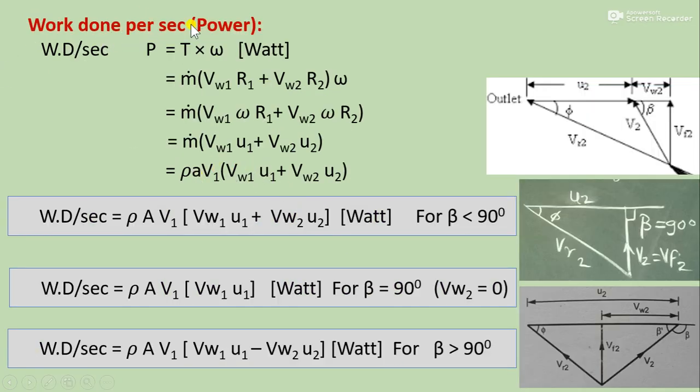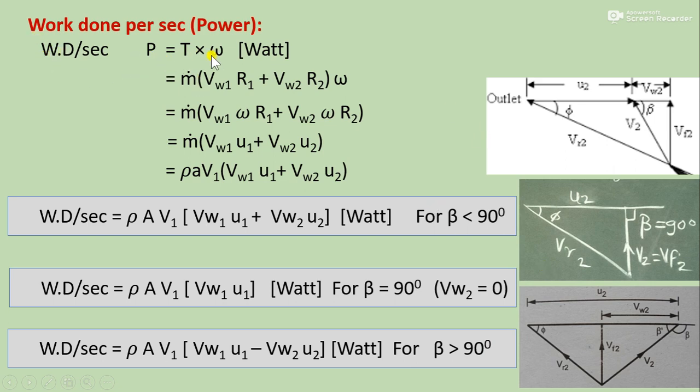Now work done per second, that is power, can be expressed in three ways based on the value of angle beta, the angle made by the absolute velocity at the outlet. So there are three cases: when beta is less than 90 degrees, when beta is 90 degrees, and when beta is greater than 90 degrees. So let us see the acute angle.